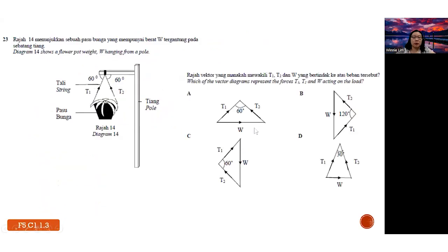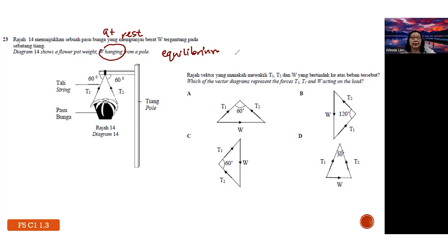Okay, move on. We have 1.3 now, which is forces in equilibrium. Diagram 14 shows a flower pot with weight W hanging from a pole. The term hanging here means any object that is hanging in the air, like a clock or a fan. Basically, are they moving or not? They are not moving. So this tells you that the object is at rest. If it is at rest, that means it is in equilibrium.